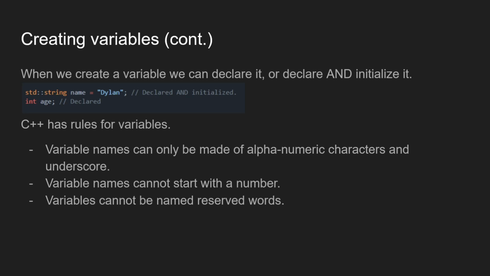So let's cover some data types in C++. These are what are called the primitive data types. We have a bool, which is true and false. We have a char, which is short for character.